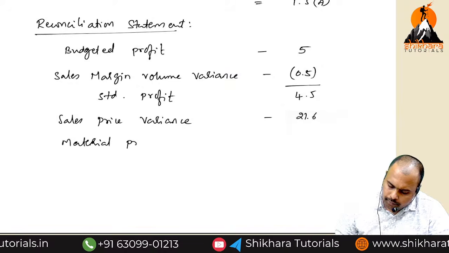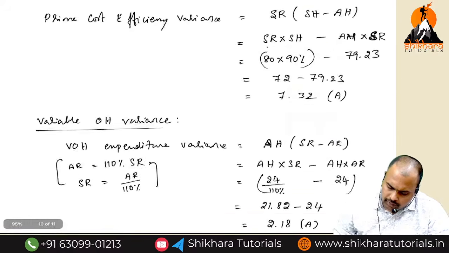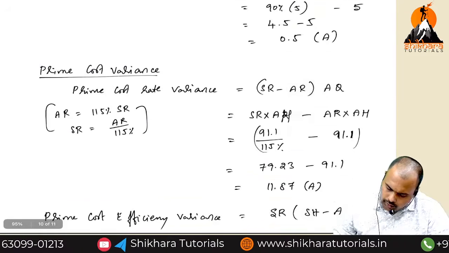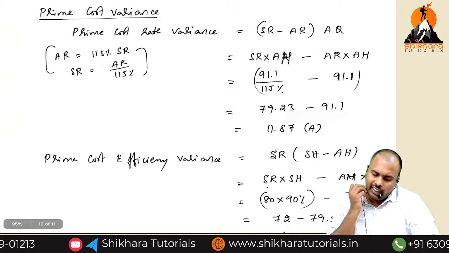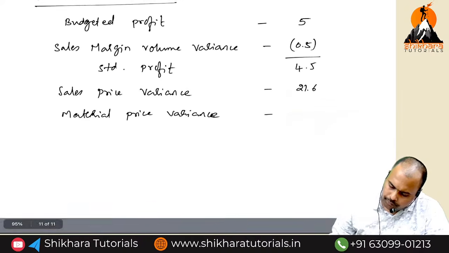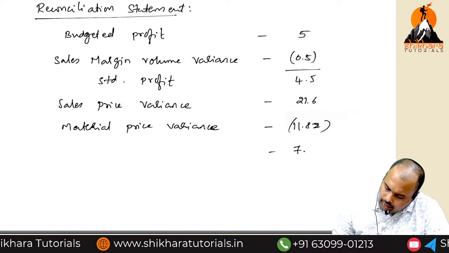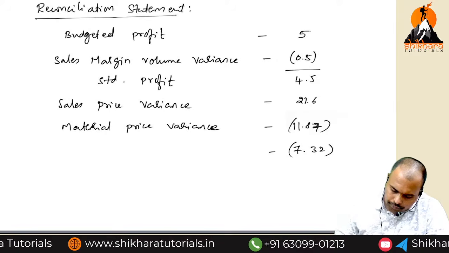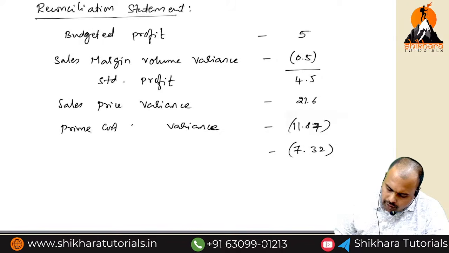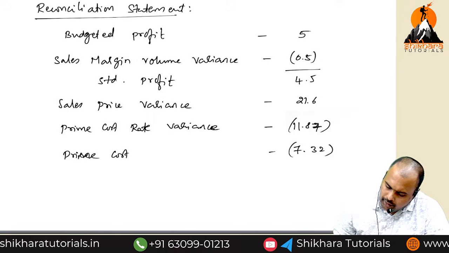Next, material price variance. What is the material price variance? Sorry, they have not given material price variance directly. Prime cost rate variance is 7.32 adverse, and prime cost efficiency variance is 11.87 adverse. It includes both material, labor and all.